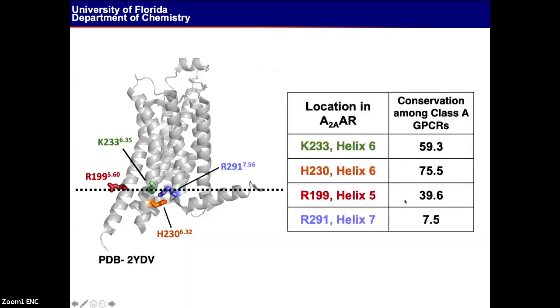So these four that we're focusing on, two of which are highly conserved among hundreds of different GPCRs. This lysine and histidine, for example, are observed not only in class A receptors, which are rhodopsin-like receptors, but also among all GPCRs, including adhesion receptors, glucagon, and other receptors that are not directly physiologically related to class A receptors.